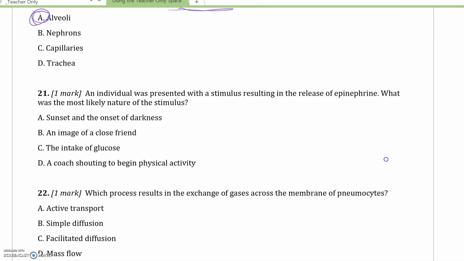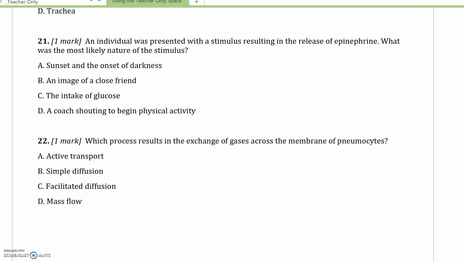Okay, so then 21. An individual was presented with a stimulus resulting in the release of epinephrine. Epinephrine is adrenaline, which if we remember is our fight or flight hormone. So what is the most likely nature of this stimulus? It's going to be something that's going to provide a bit of a shock. So a coach shouting to begin physical activity is your answer there.